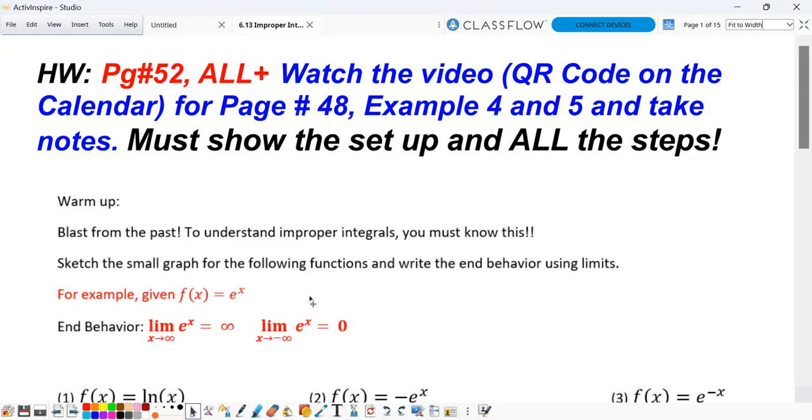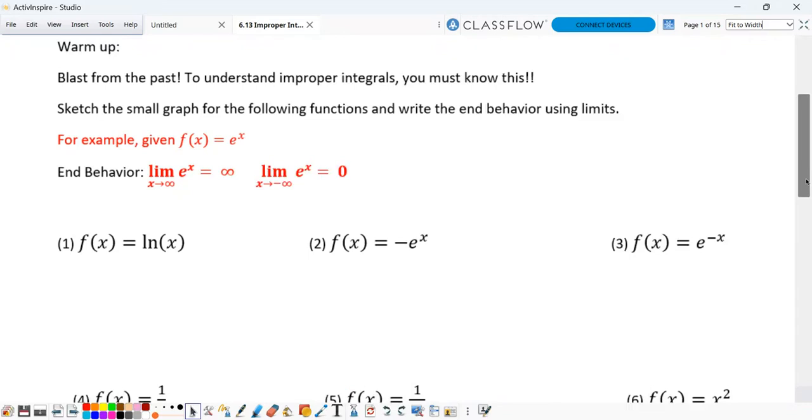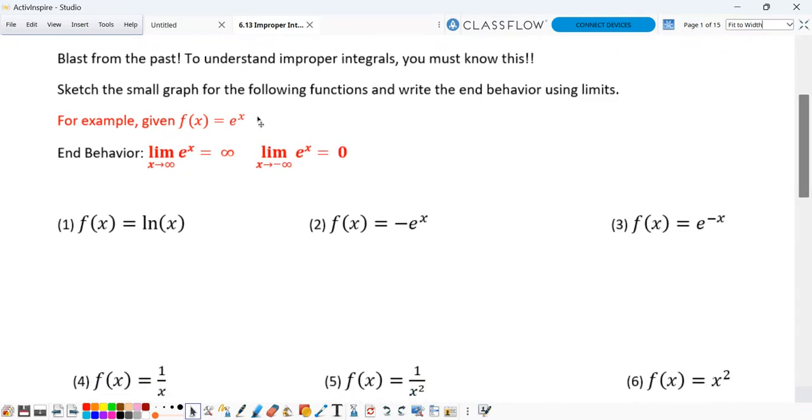AP Precalculus class. This video is about improper integrals. But before we jump into improper integrals, we must know the end behavior of some major functions. For example, e to the x: you have to have some idea what e to the x looks like when x goes to infinity and when x goes to negative infinity.